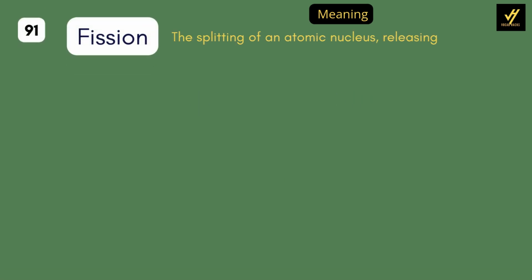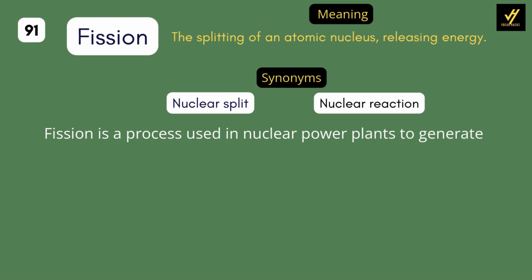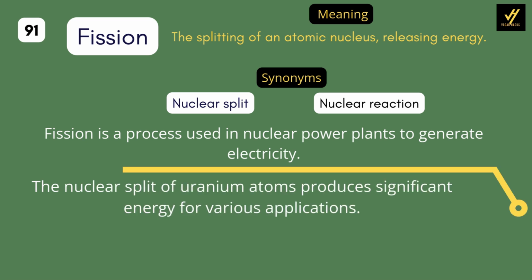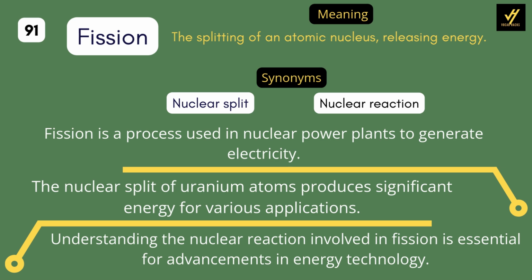Fission, the splitting of an atomic nucleus, releasing energy. Nuclear split, nuclear reaction. Fission is a process used in nuclear power plants to generate electricity. The nuclear split of uranium atoms produces significant energy for various applications. Understanding the nuclear reaction involved in fission is essential for advancements in energy technology.